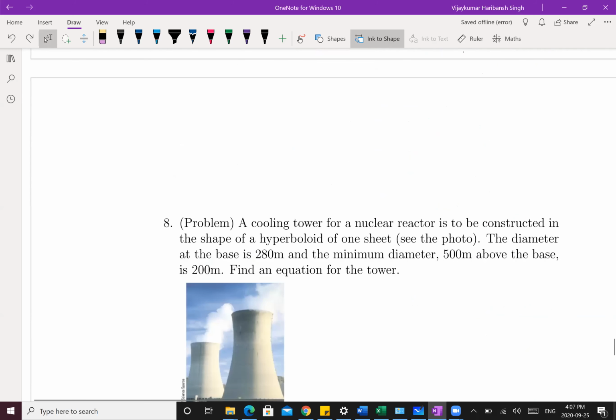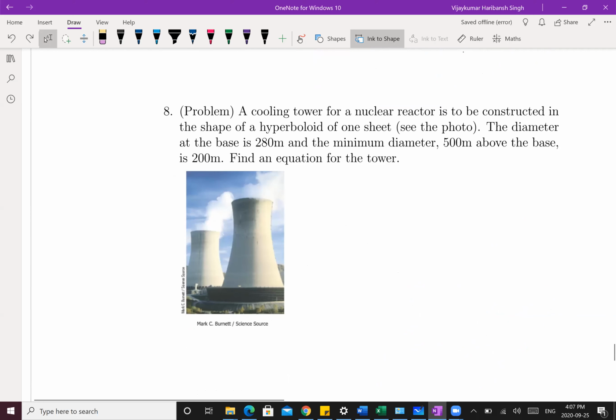Right. Okay, so now consider the following problem. A cooling tower for a nuclear reactor is constructed in the shape of a hyperboloid of one sheet. It looks like this. The diameter of the base is 280. So we have a hyperboloid of one sheet, so let's just draw that.